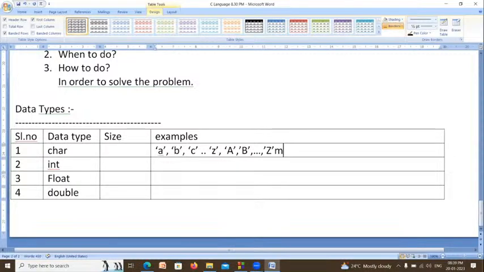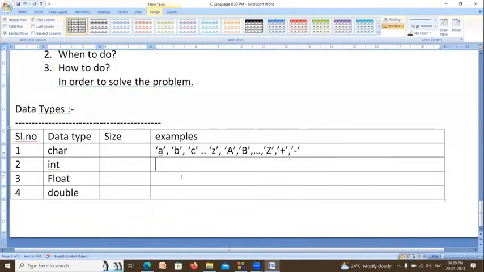So you can see some special symbols. Those are also characters. Means operator plus. Plus is a character. Minus is also a character. But characters are nothing but the symbols or the alphabets. Those are always represented within single quotation. Those are the characters.